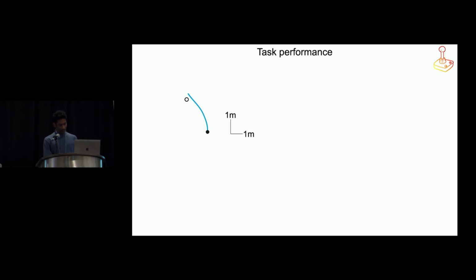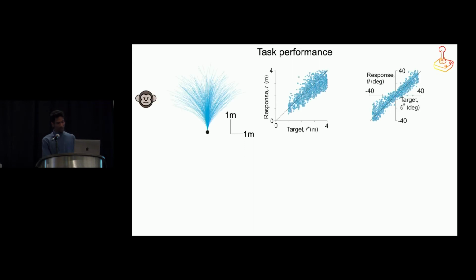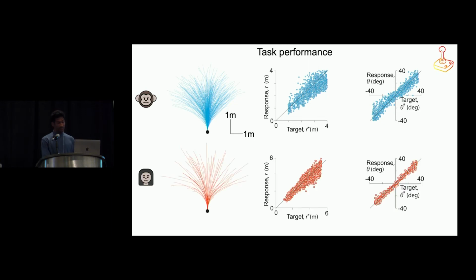One way to quantify this would be to compare the location of the target against the stopping location. And if these data points are close to the unit line, then we can say that the performance is reasonably good. And that's indeed the case for almost all trials. And this is so also for human participants. So basically, both humans and monkeys can successfully perform this task. So let's look at their behavioral strategy.